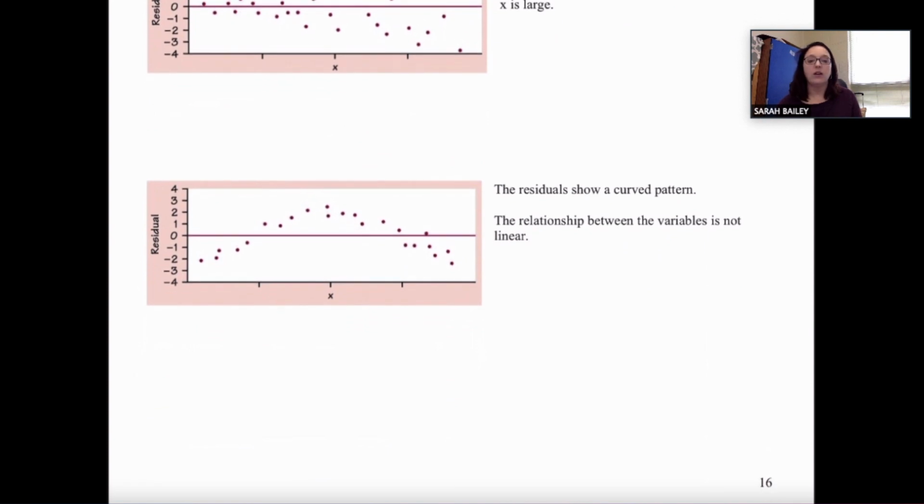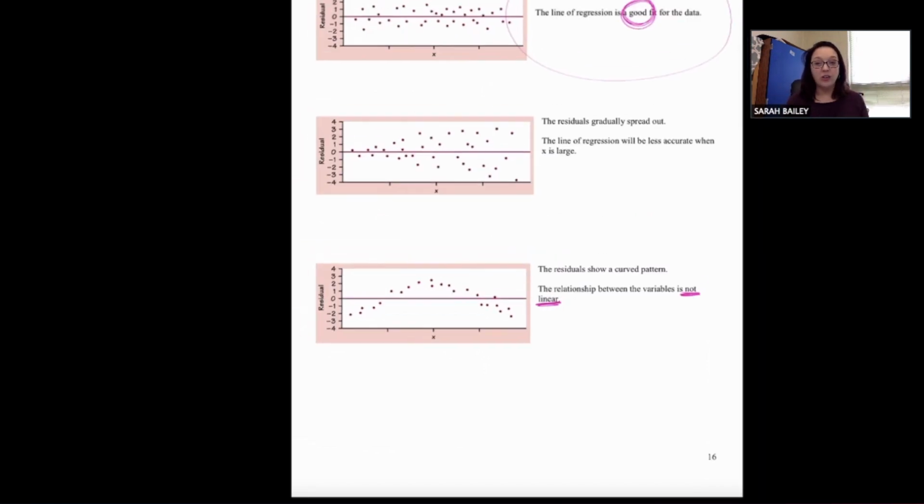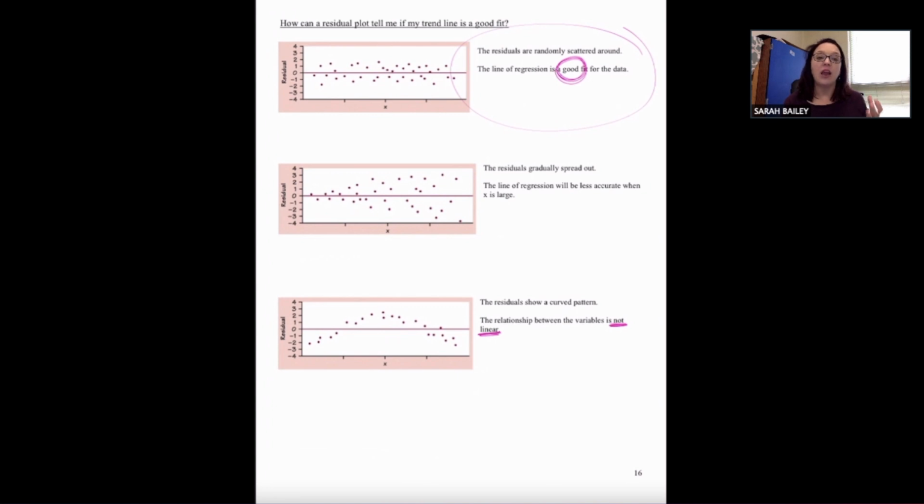The bottom one, we definitely see a pattern here. In this case, a curved pattern. So therefore, this is not supposed to be linear. Okay? So if you came up with a linear regression equation for that data, then that's not the best type of equation you should have done. Maybe it should have been quadratic or exponential or what have you. But in short, all I need you to know is the line of best fit, is that a good fit for the data? Should it have been linear or something else? That's all that you're needing to be concerned with.